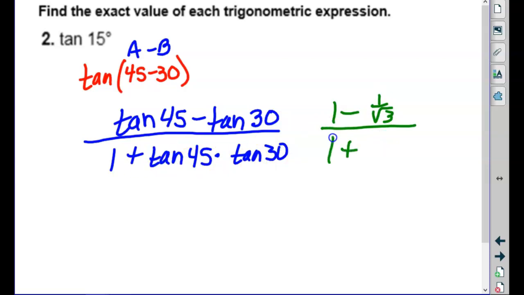Down here we have 1 plus, what's the tangent at 45 again? 1 times the tangent at 30, 1 over square root of 3. We could rewrite this as square root of 3 over 3. I kind of just want to leave that. Can we just leave that? It's really disgusting, but in theory, we should multiply top and bottom by the conjugate to get rid of the radicals in the denominator, but I don't want to go there. And I do hereby solemnly swear it's not on the quiz, okay?